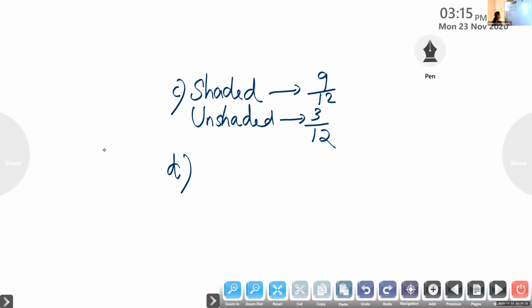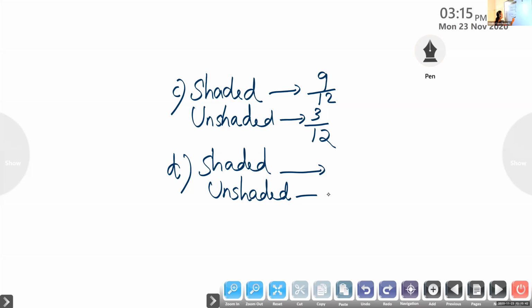D. Shaded and unshaded. Yes, ma'am. Shaded, unshaded. Shaded. Question number D. 6 by 8. Very good. The next one. Unshaded. 2 by 8. Very good. Now E. Yes, Nainika. No need. Okay. Now Jenika.